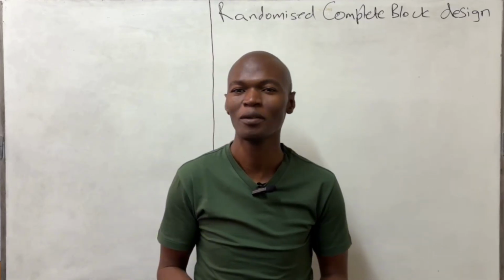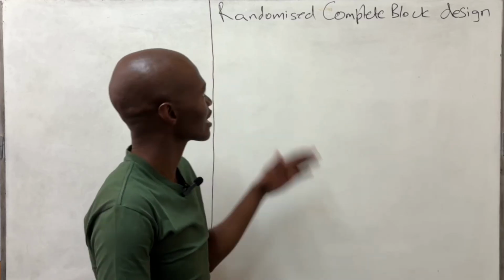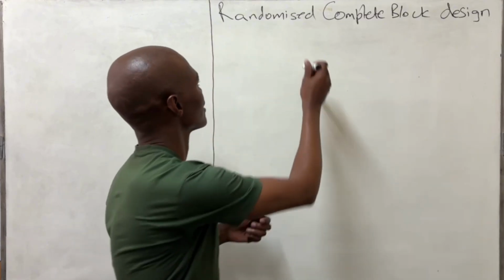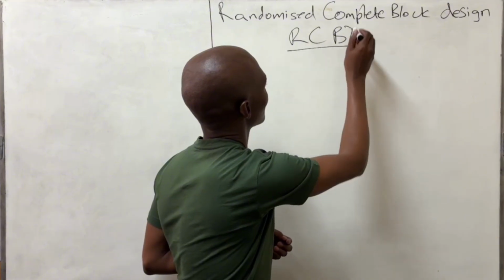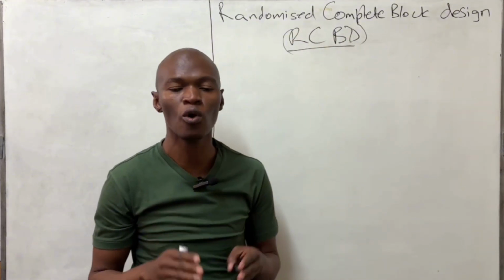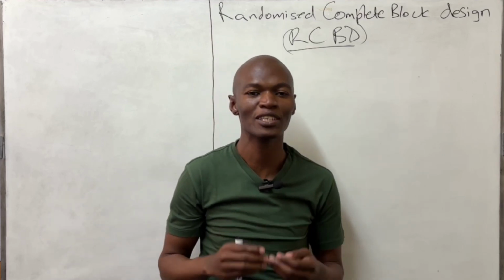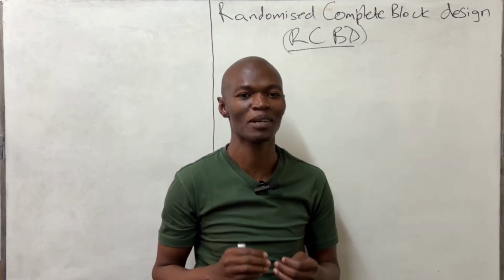In this video, we'll be diving into lesson 18. We will be covering the randomized complete block design. The objective of this video is to help you to know when to use the randomized complete block design when you are designing the agricultural experiment. Let's get started.